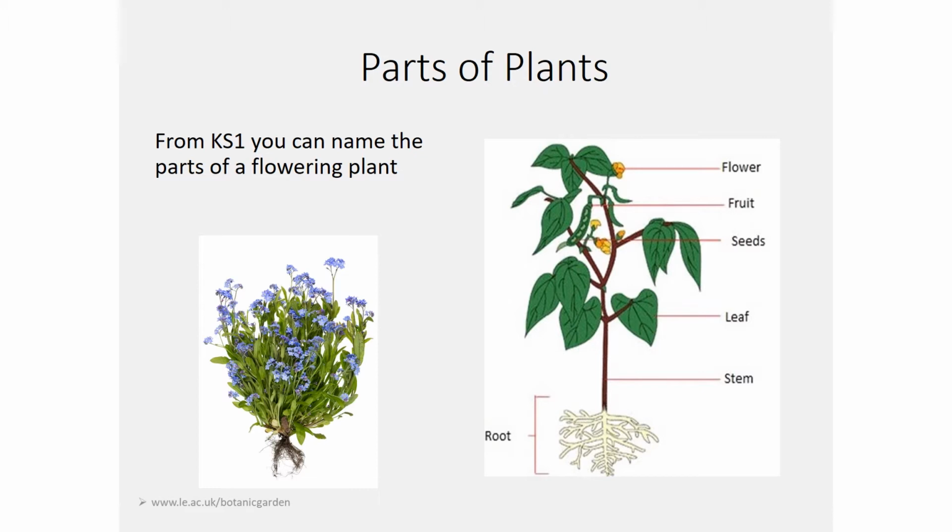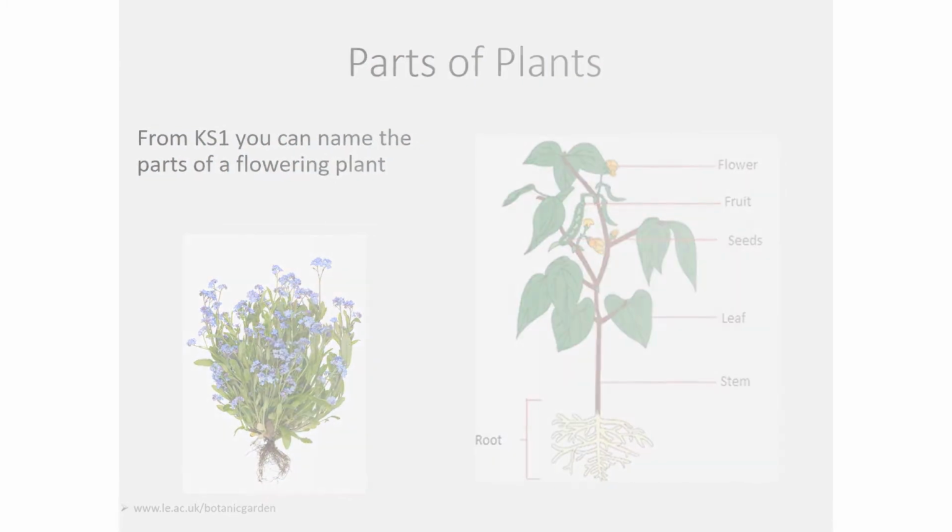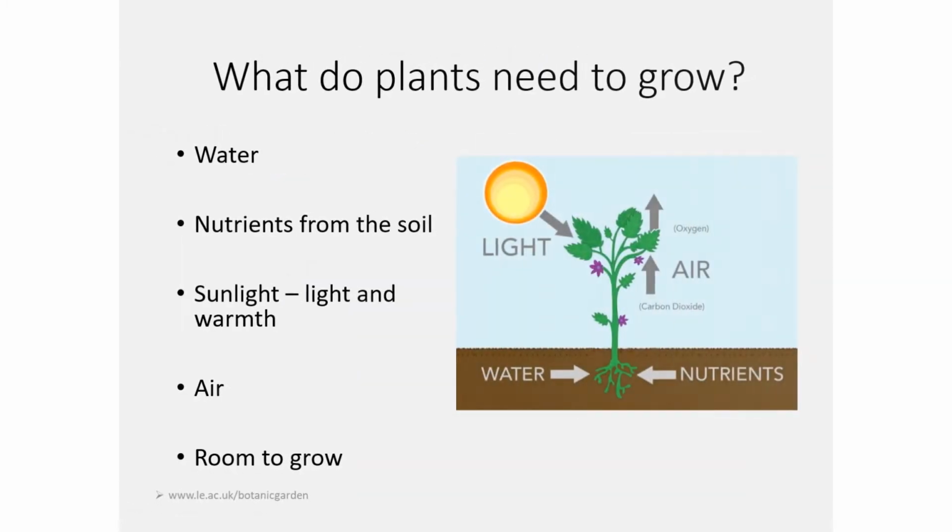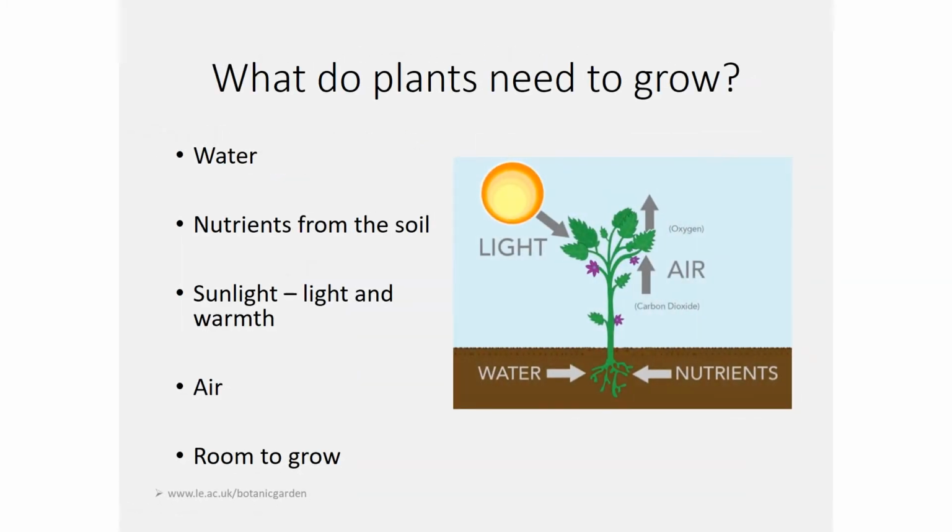From Key Stage 1, you will know the names of the different parts of a flowering plant. This video will help you understand much more about what each of the parts of the plant do. From Key Stage 1, you will also remember what plants need to grow. We'll now be looking at this in more detail and learning about how some plants have adapted to cope with living in difficult places.